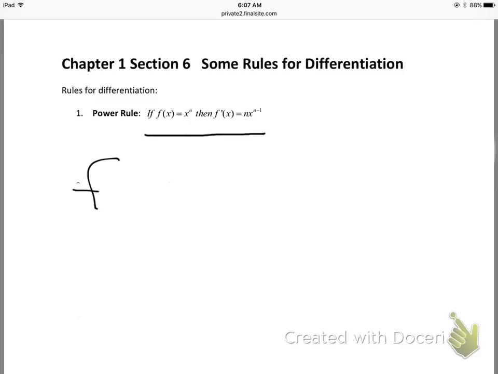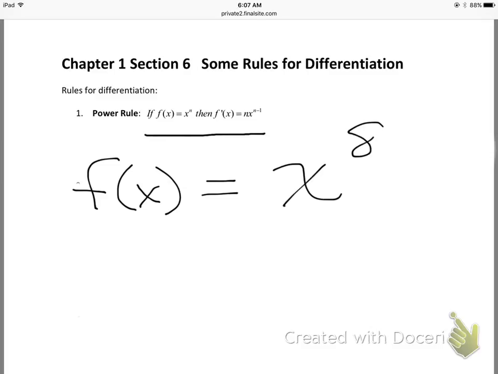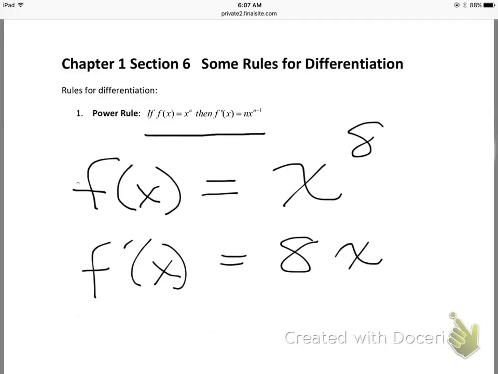And remember, the notation is very important. So f of x equals, let's say, x to the 8. Then f prime of x will equal 8x to the 7. That's your basic power rule.